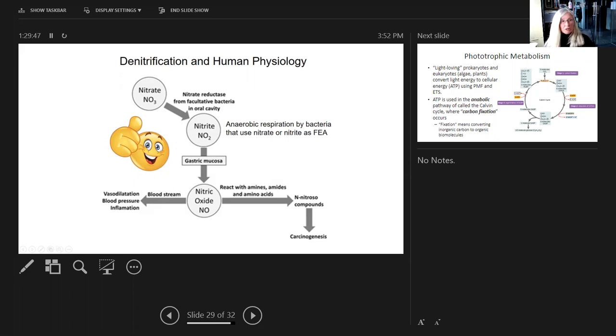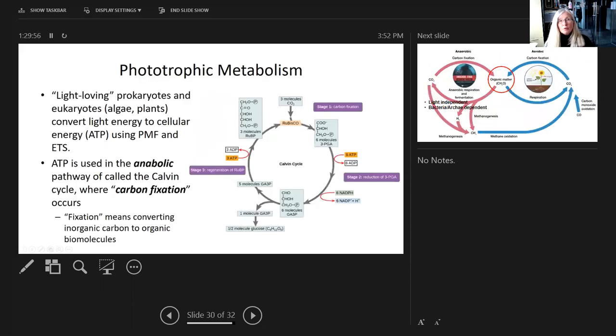So that's the nitrogen pathways, right? Lithotrophy, and then also heterotrophy. And then looking at phototrophic metabolism, all right? So what does that mean? Light loving. So these are pathways that you've heard about before, but we're going to talk about it from the perspective of bacteria and other microscopic organisms that do it.